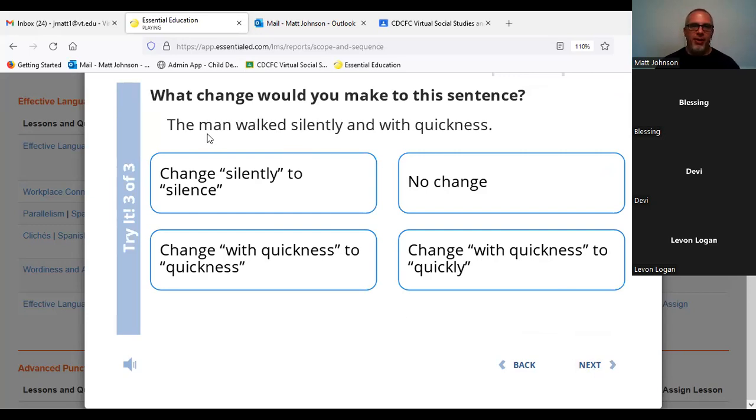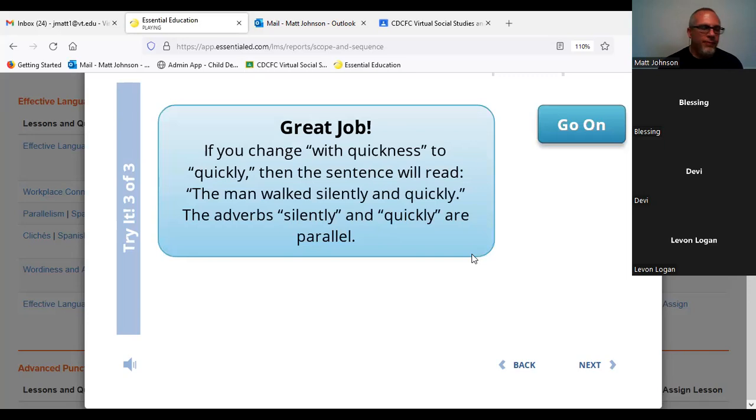All right, so here, just like he was talking about, the man walked silently and with quickness. So that is different form than our first example. So we need those to match. So we change quickness to quickly, right? So the man walked silently and quickly. Great job. If you change with quickness to quickly, then the sentence will read, the man walked silently and quickly. The adverbs silently and quickly are parallel. Okay. And I think we're starting our practice questions here.